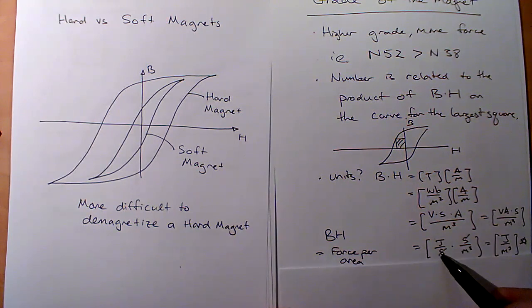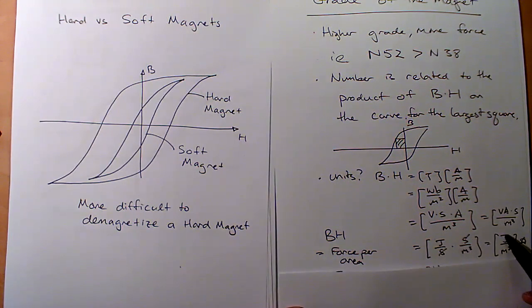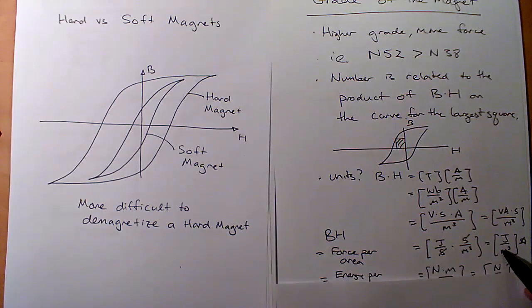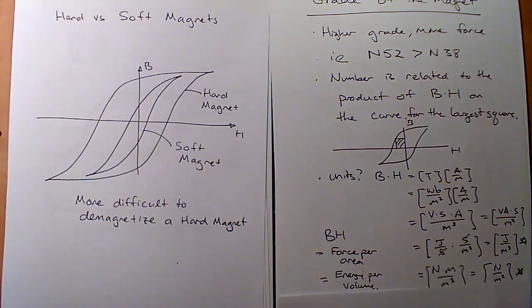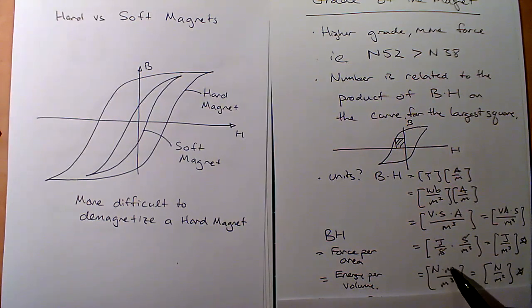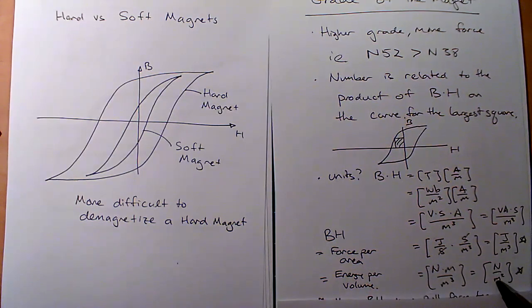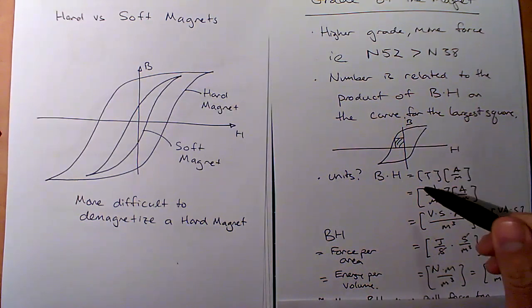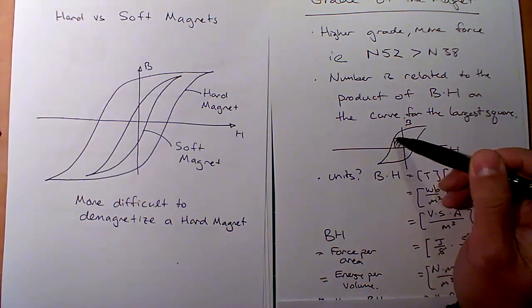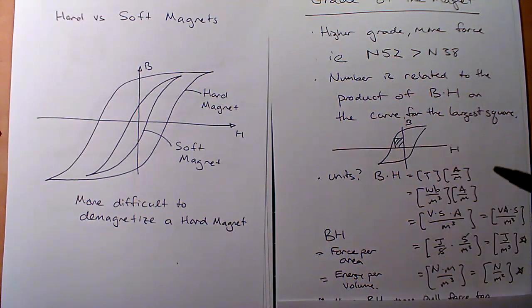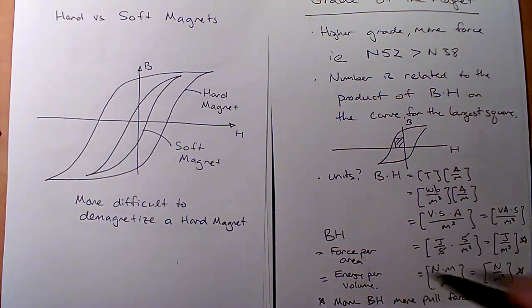A volt amp is a joule per second. Notice the seconds cancel, so we have a joule per meter cubed. What's a joule? A joule is a Newton meter. So we have a Newton meter per meter cubed, so a Newton per meter squared. So that means the area of this guy here is equivalent to either energy per volume or force per area. It's the same thing, energy per volume or force per area.